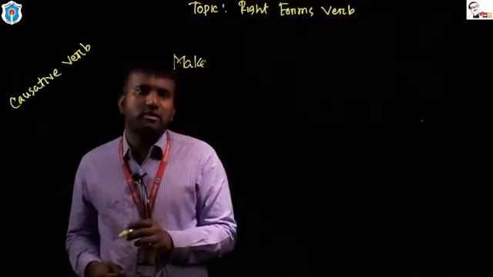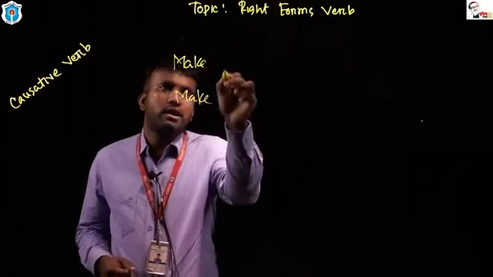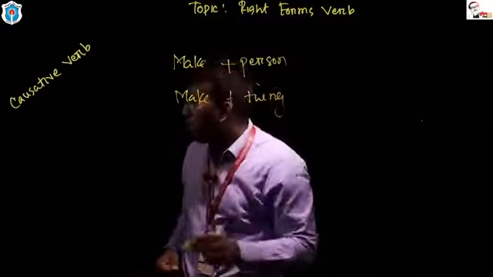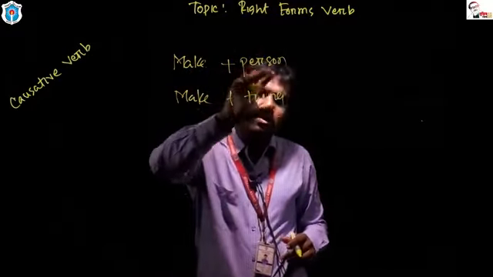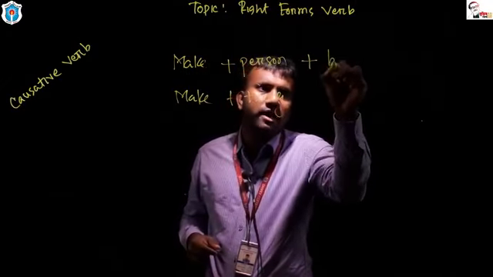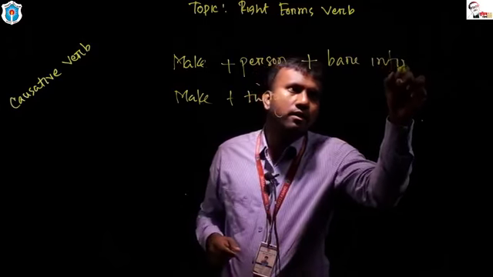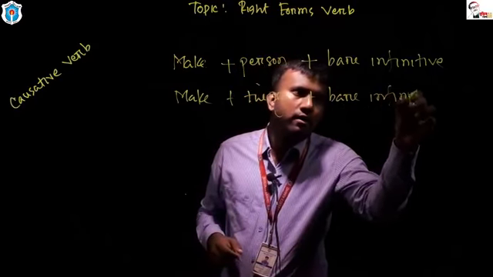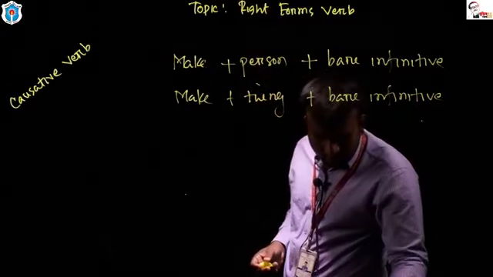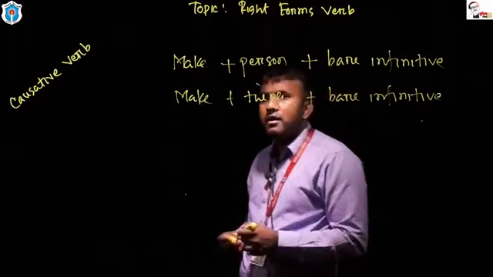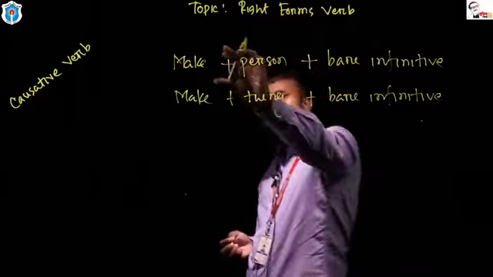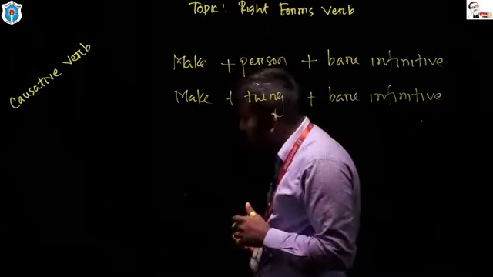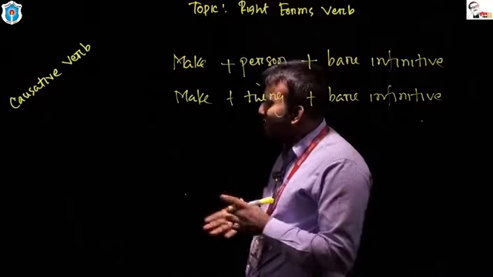After causative make, dear students, look at please. There may be a person or thing. So whenever make is a causative verb, and if you get a person or thing after make, the verb will take the form of... Have you noticed what I have written? After make, if make is a causative verb, you will get a person or thing. After person or thing, you will have to use BR infinitive.